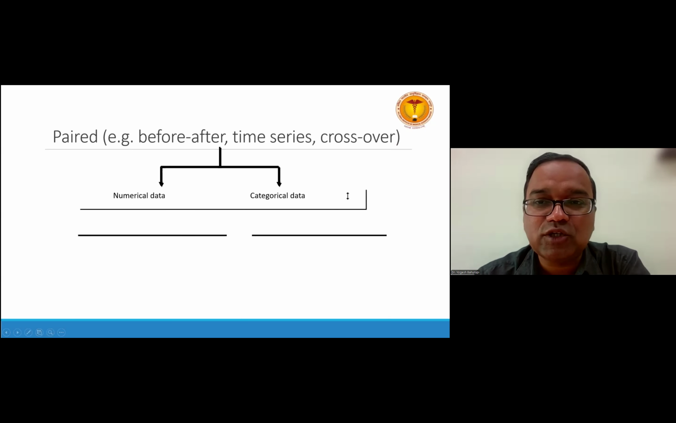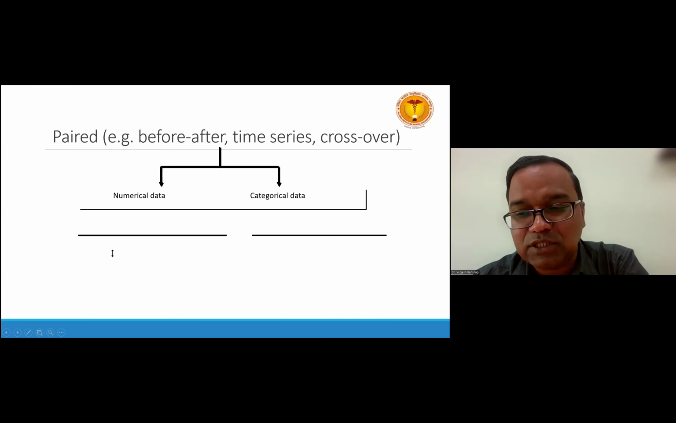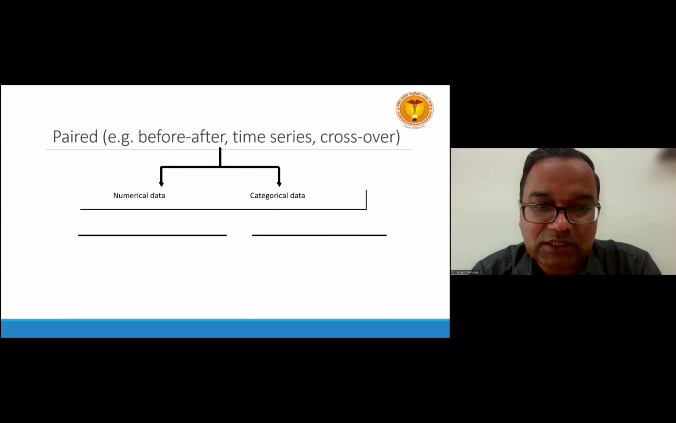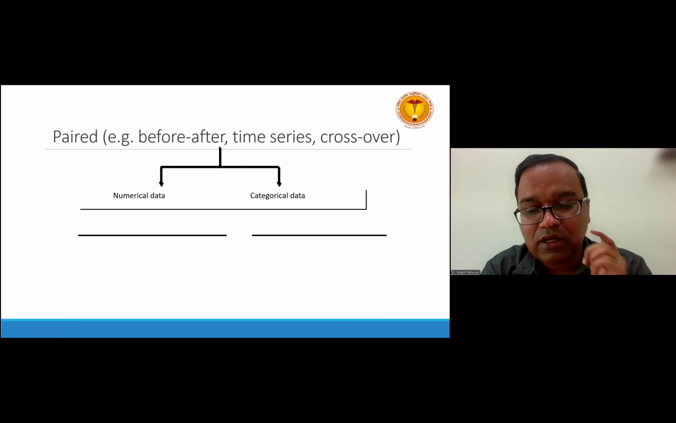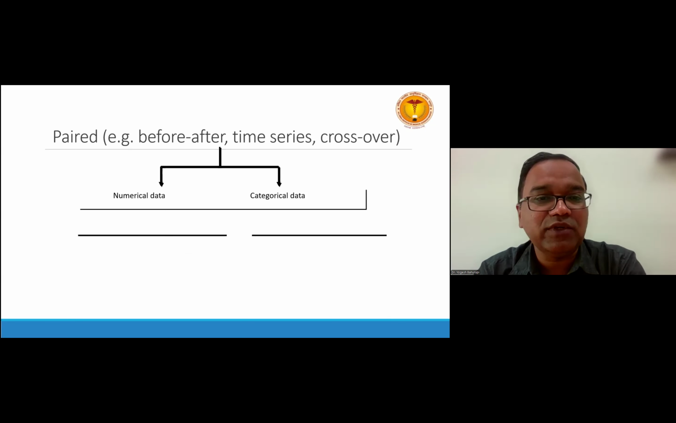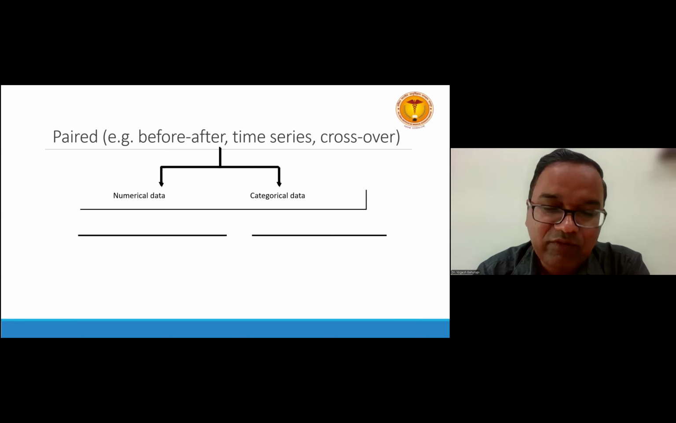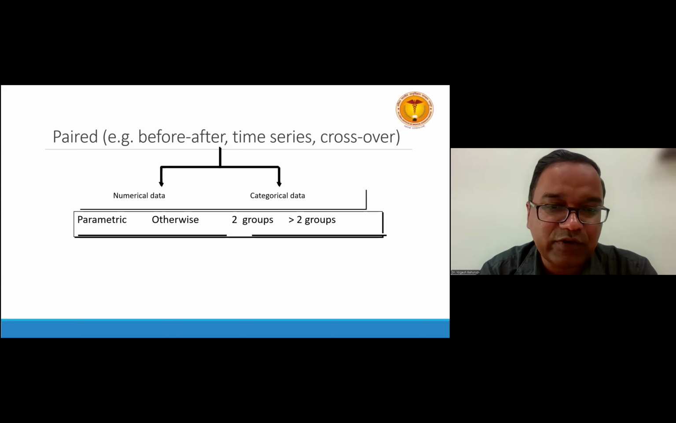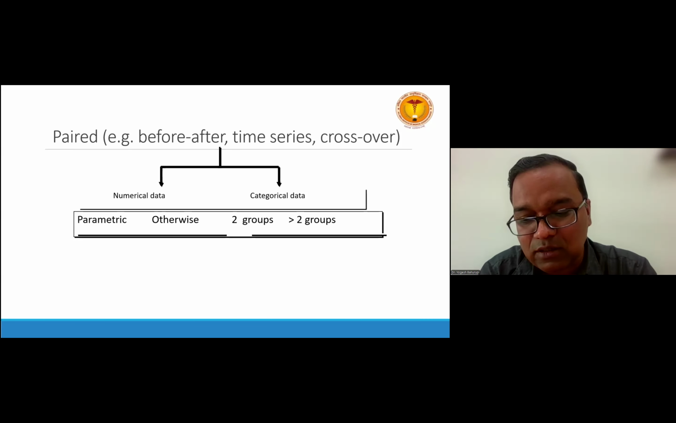Similarly, suppose we have observations which are paired. I've already dealt with this. Paired means before, after, over a period of time, or crossover type of RCT. So this is how our grouping variable will look, the paired one. Then we have another variable which could be either numerical or categorical. If it's numerical, again, we check the distribution of the variable. If it follows normal distribution, we'll apply a parametric test. If it doesn't, we'll apply a non-parametric test.